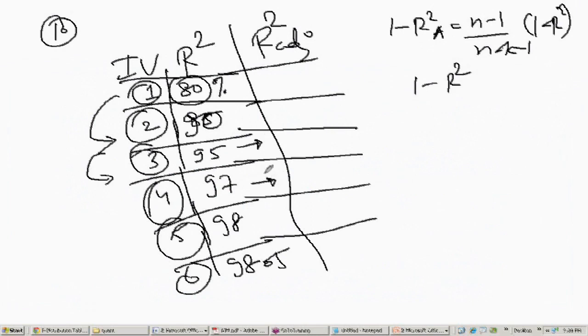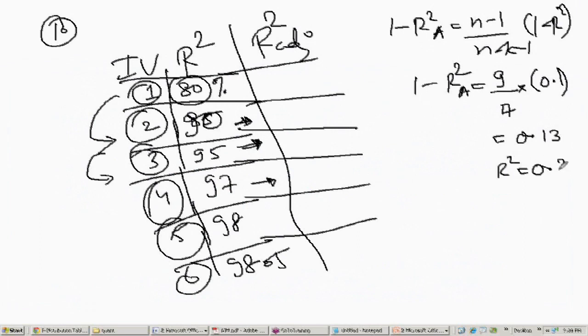Let's say we want to find out for this. What is this, and this, we want to find out. 1 minus r square adjusted, 10 minus 1 is 9, 10 minus 3 is 7, into 1 minus 0.9. So this is 0.1. So this is how much? 0.9 by 7, so this is roughly 0.13. So r square is 0.87. So the adjusted r square is 0.87.